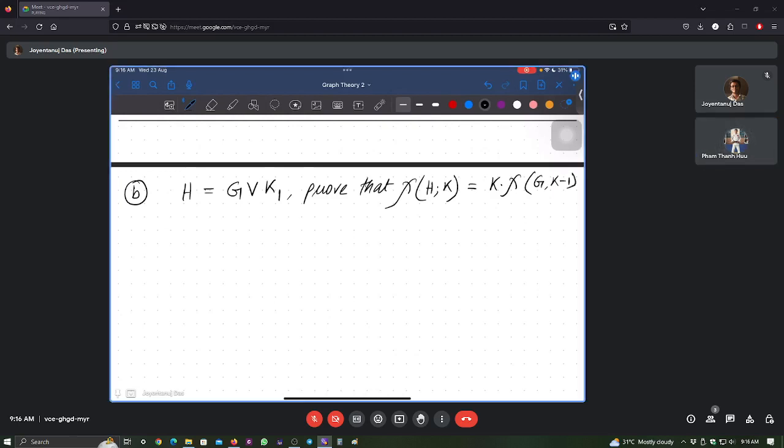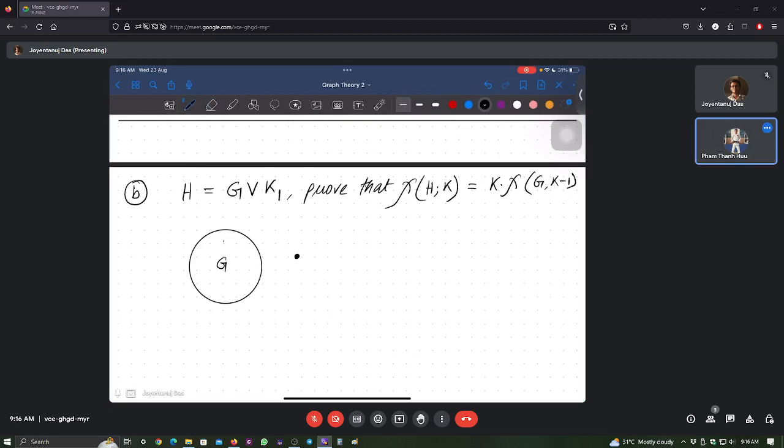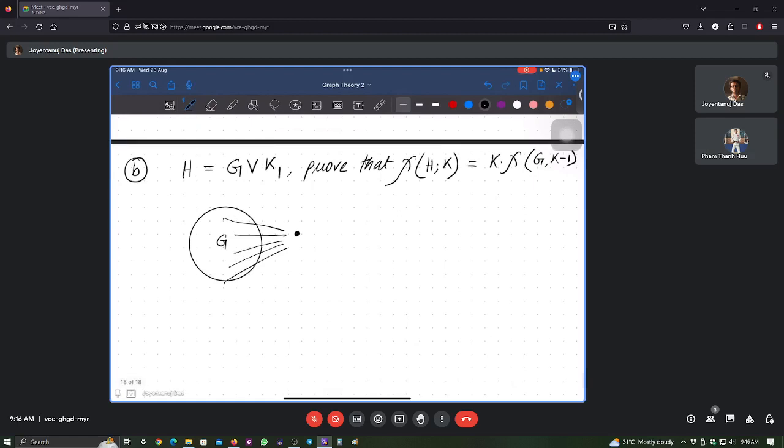So how to do it? G join with a K1. So join is this thing, right? The K1 is just an isolated vertex. So suppose this is my G, and suppose this is one extra vertex, and I am joining K1 with all the vertices of G. Right? So how to prove this one?